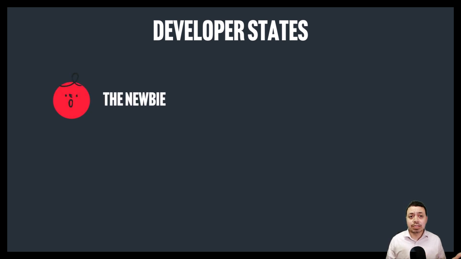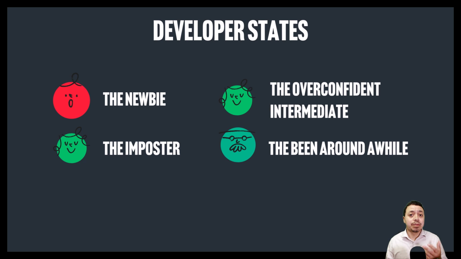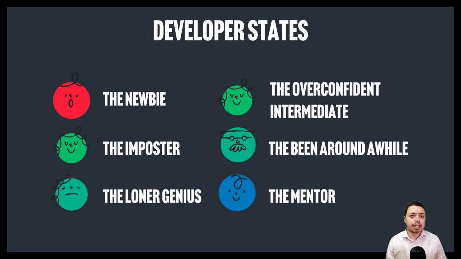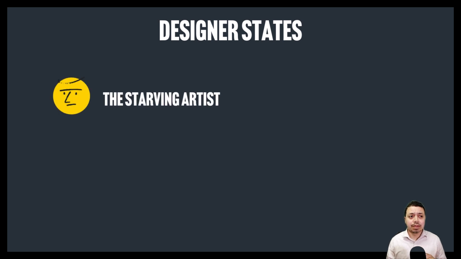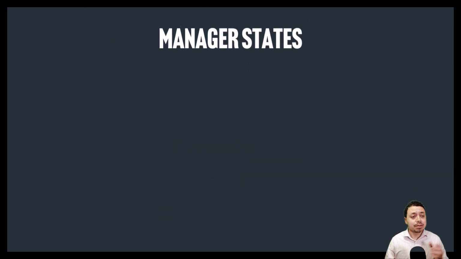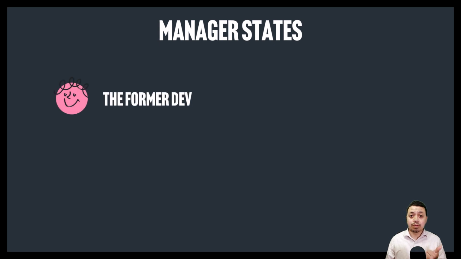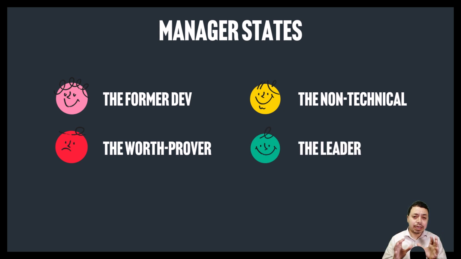We'll talk about developer states that I call the newbie, the overconfident intermediate, the imposter, the been around a while, the loner genius, and the mentor. We'll also talk about designer states for our designers on the team. I call them the starving artist, the pseudo-dev, and the expert. And managers are people too. We'll talk about the former dev manager, the non-technical, the worth prover, and the leader. In all of these cases, we'll look at how we can apply our framework to have the best, most constructive interactions as possible, improving our team dynamics, our interactions with each other as a team.